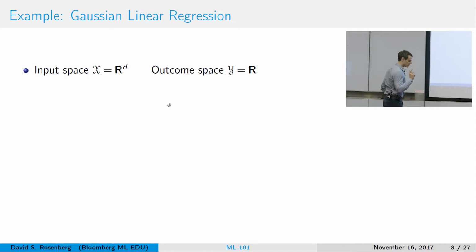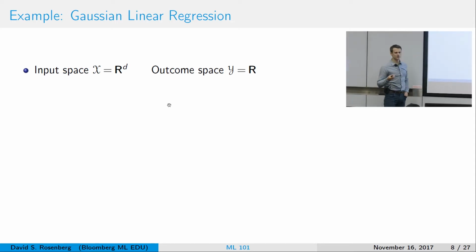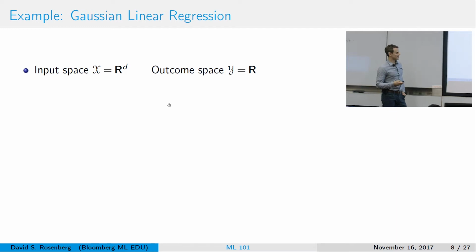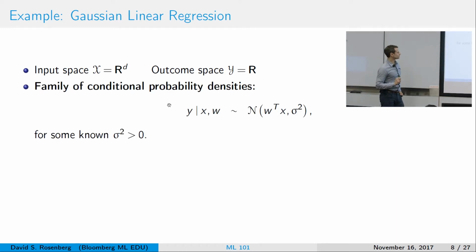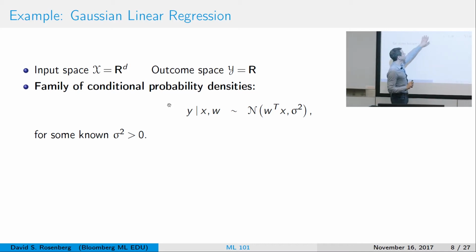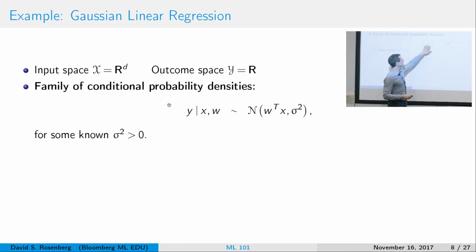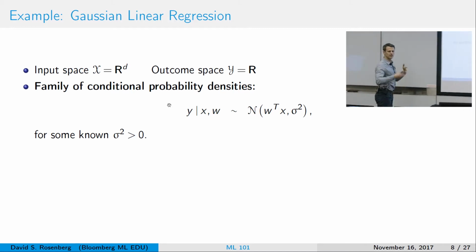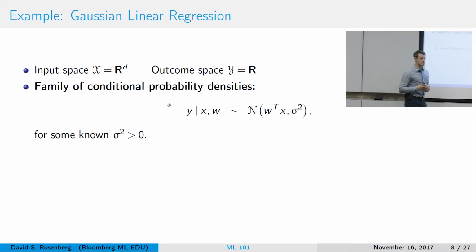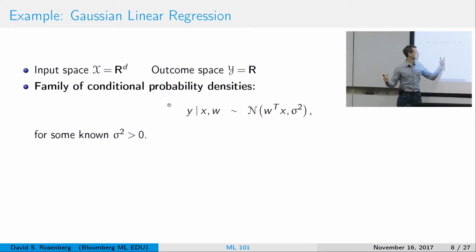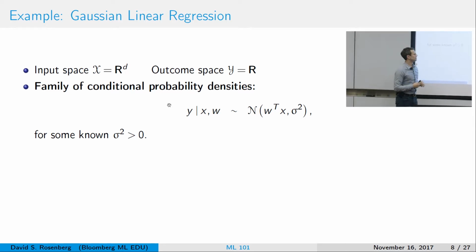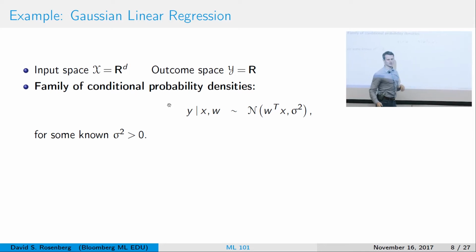Let's recap. I believe we did this example last week, the Gaussian linear regression case. So let's instantiate that in our new terminology. We have a conditional probability density family p(y | x, w), where x is in R^d, and y lives in the reals. Our model is that the mean of y given x is w transpose x, so that's a linear function of the input x. We're going to assume that sigma squared is known.